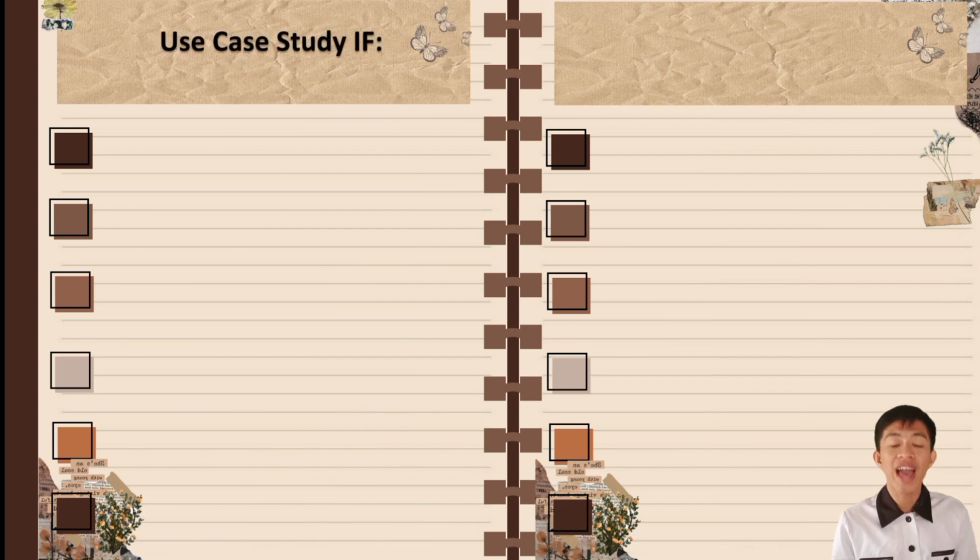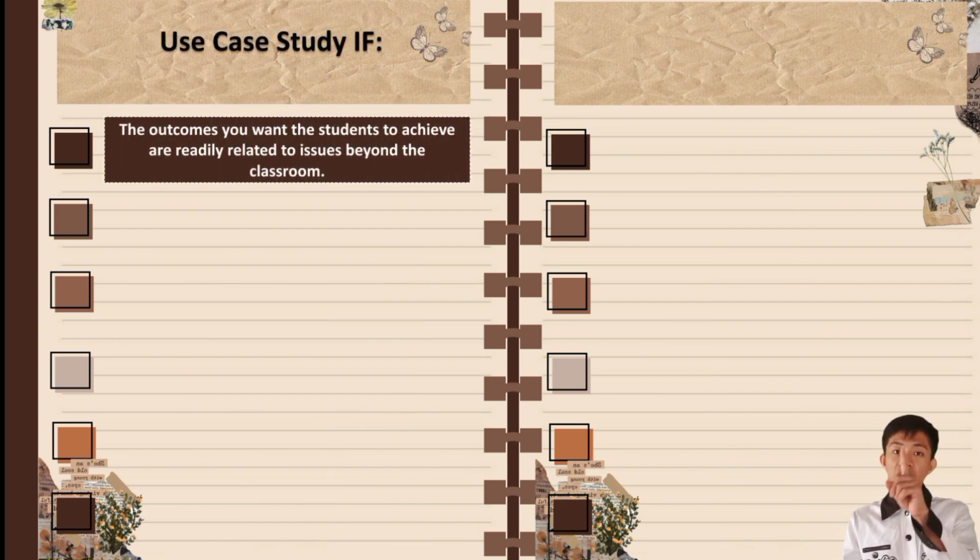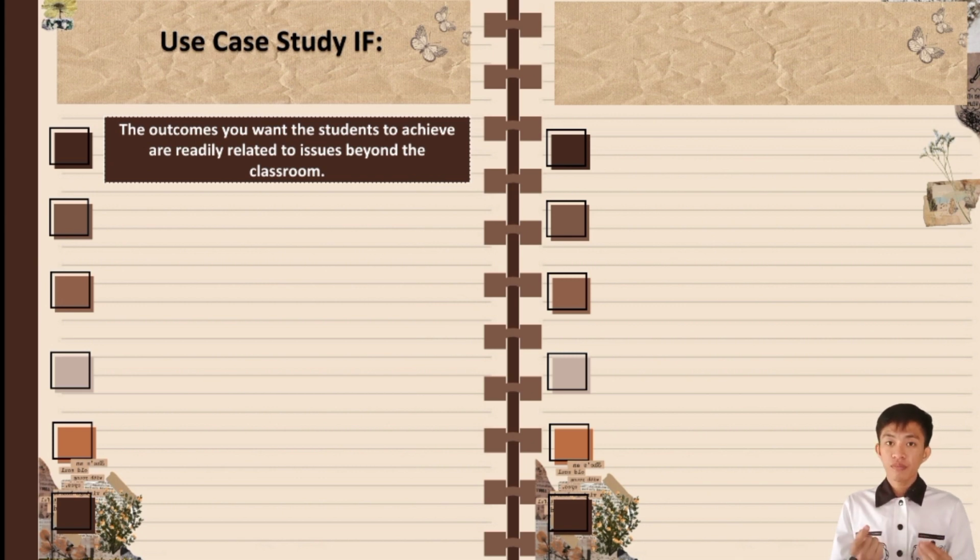Okay, so in the first column we have: use case study if, one, the outcomes you want the students to achieve are readily related to issues beyond the classroom. Okay, so if the materials that you need for the case study are really enough for the teachers to monitor and do hands-on, then you are ready to use the case study. But if not, do not use case study, because case study requires materials and hands-on experiences to accomplish it, to resolve the issue or problem.